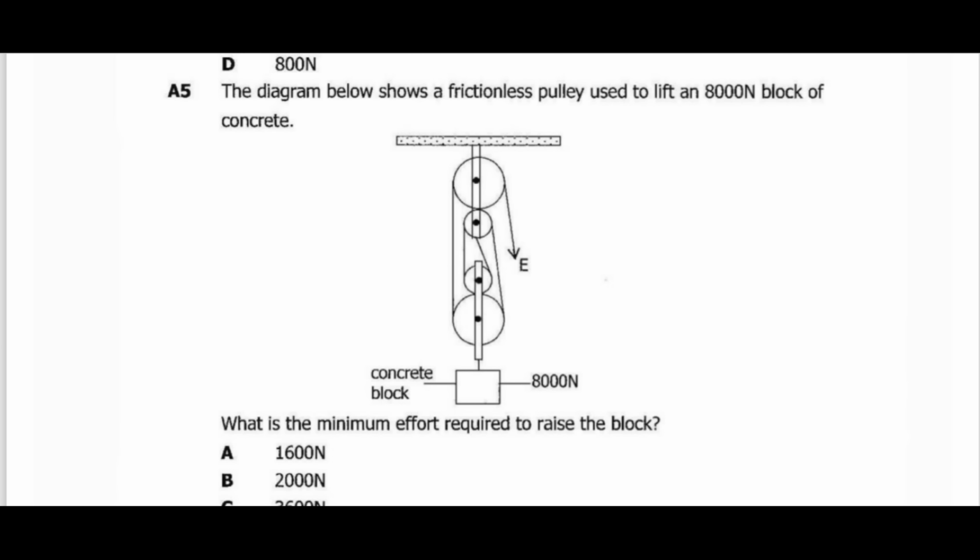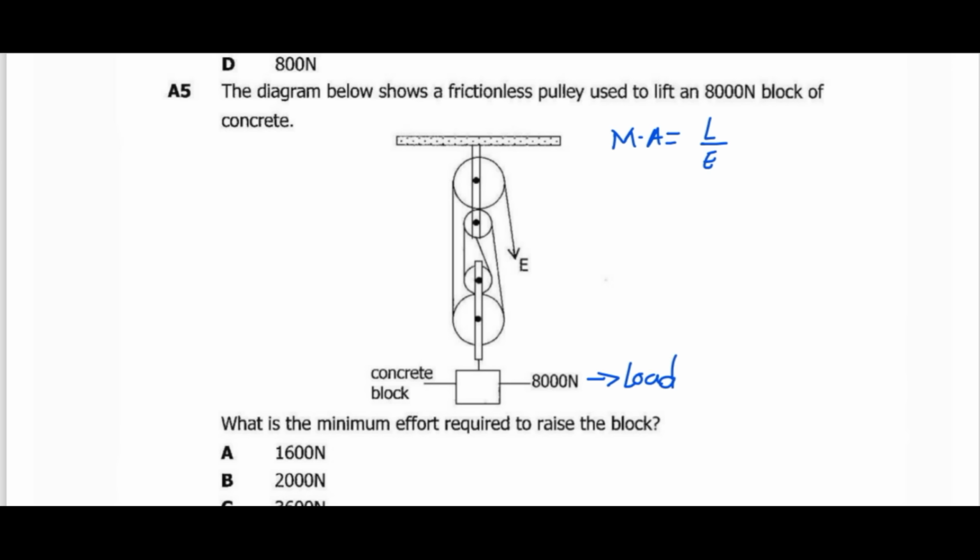The diagram below shows a frictionless pulley used to lift an 800 block of concrete. So what is the minimum effort required to raise the block? If we had to calculate the effort, we know the formula is mechanical advantage is equal to load over effort. We have been given the load. The load is 8,000 newtons. So this is our load.